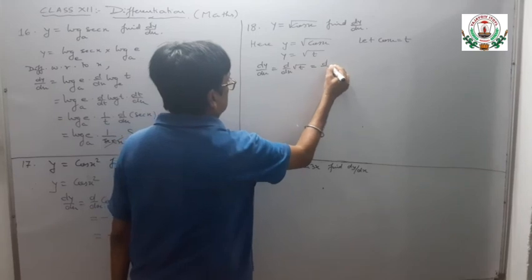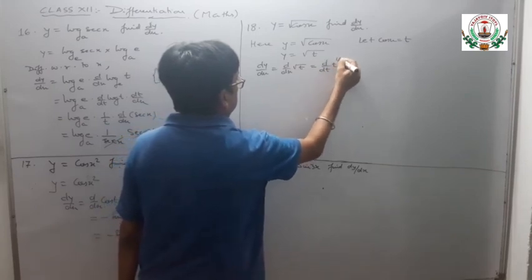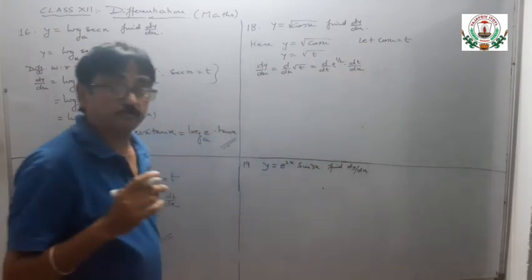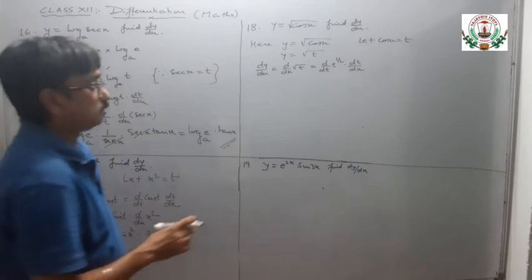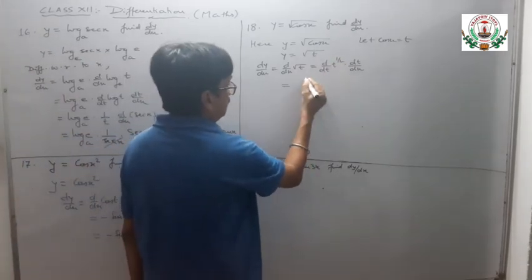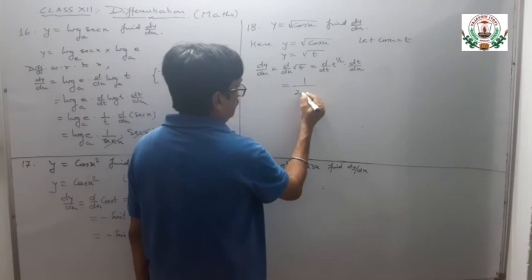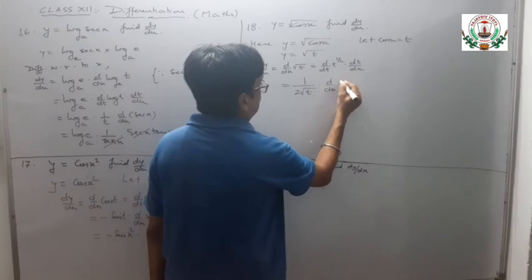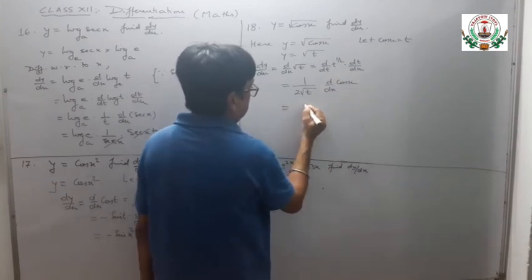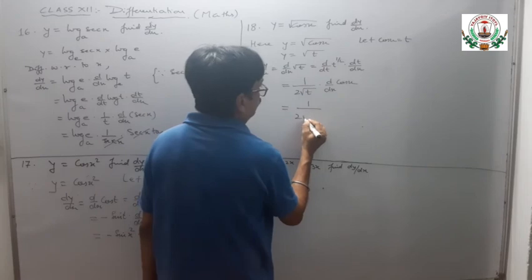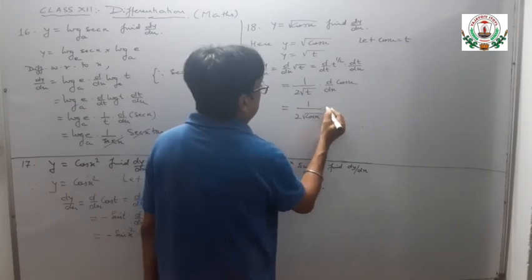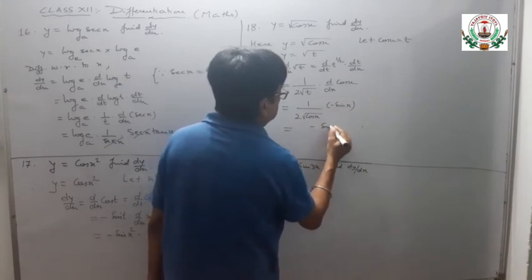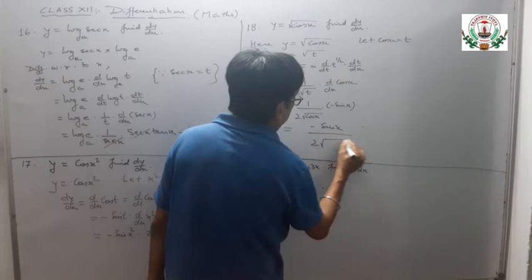Now again I have to convert it: d by dt of t to the power 1 by 2 into dt by dx, and d by dx of root x is 1 by 2 root x. So I am going to write down directly: d by dt of t to the power 1 by 2 will be 1 by 2 root t, and d by dx of cos x. The value of t is cos x, and d by dx of cos x is minus sin x. So our final answer is minus sin x upon 2 under root cos x.